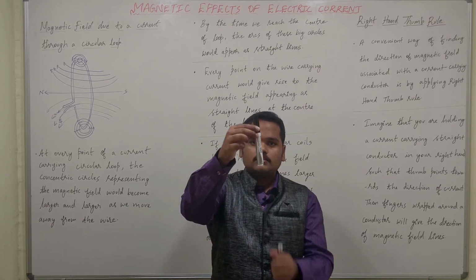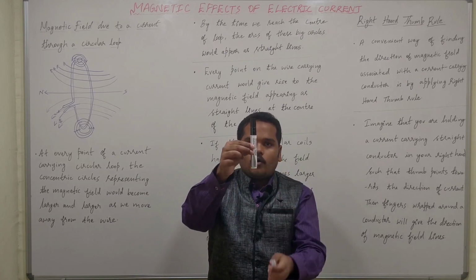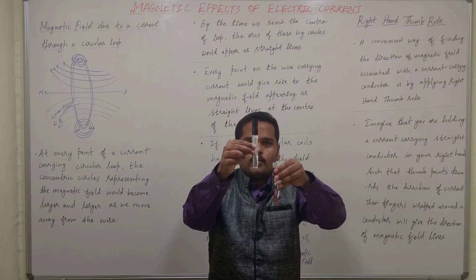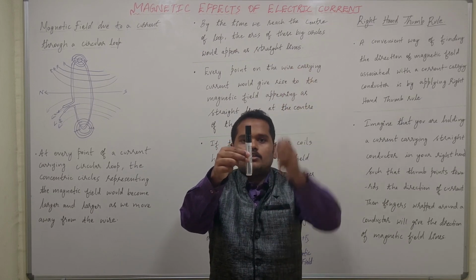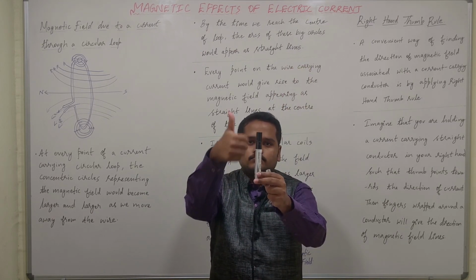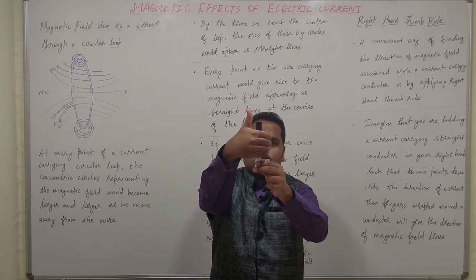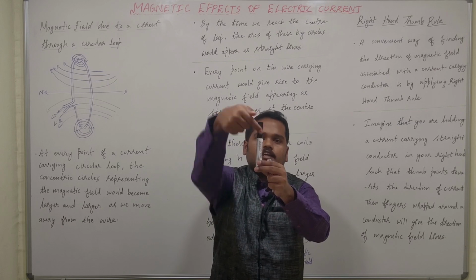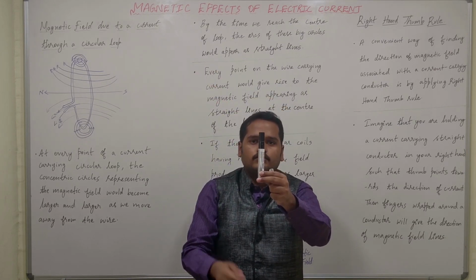Now let us consider there is a conductor and also assume that the current is moving from bottom to top. This is how the current is moving. So how do we place our thumb? Like this. And these fingers which are wrapped around the conductor will show the magnetic field, which is in a clockwise direction.